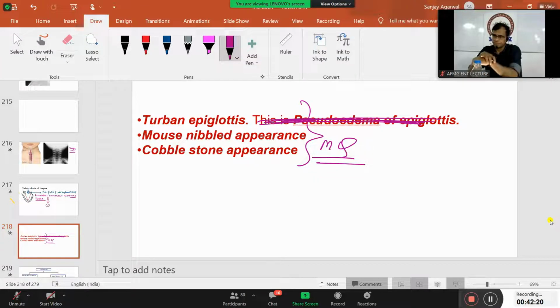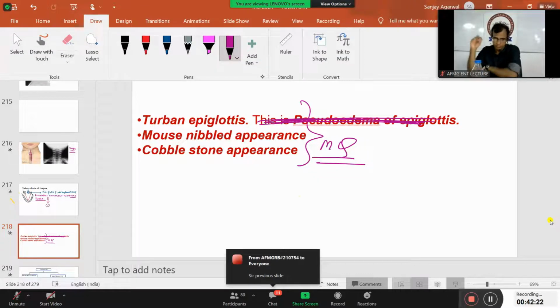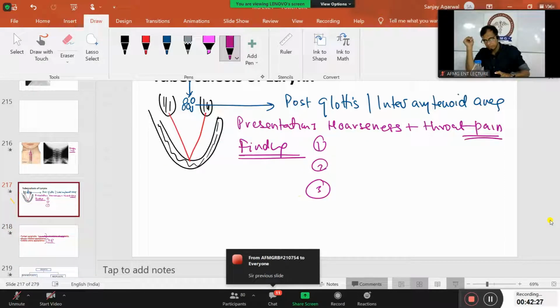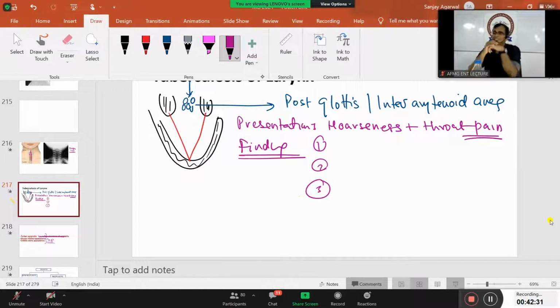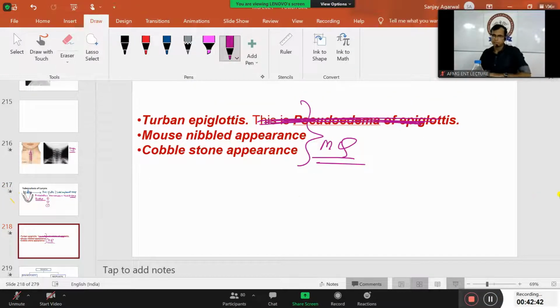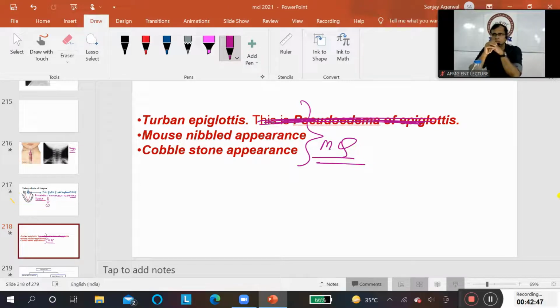Laryngitis. Inter-arytenoid area. What was nibble? Nibbling? In Hindi it is called kurednaa.